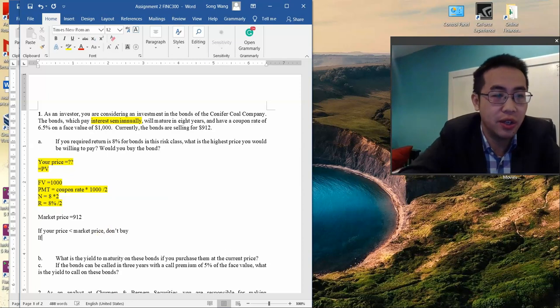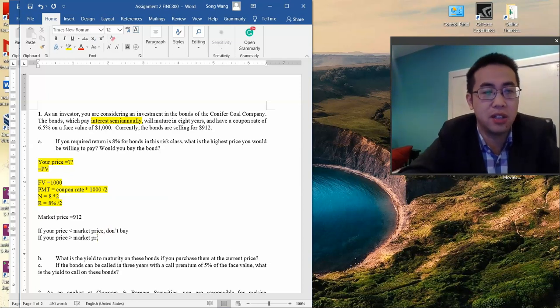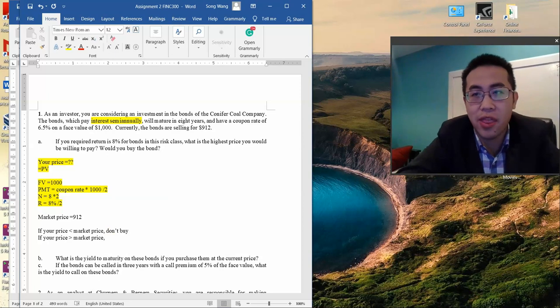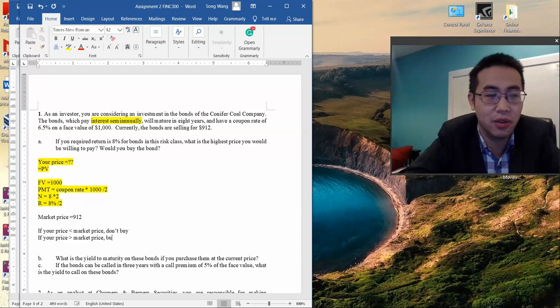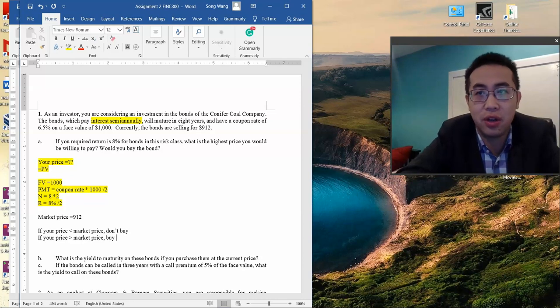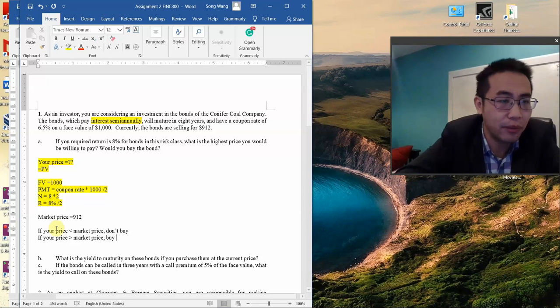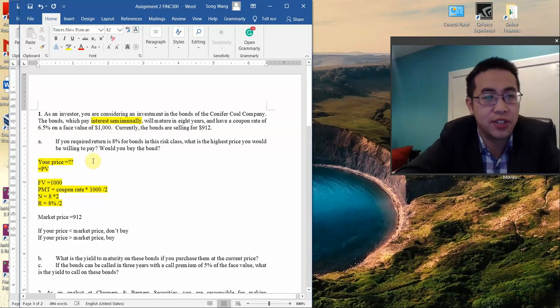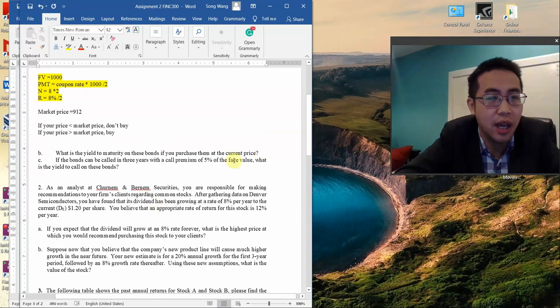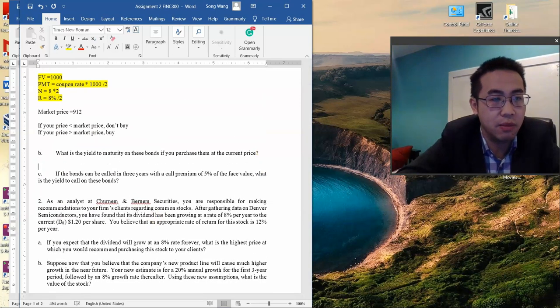But alternatively, if your price is greater than the market price, so let's say if you think the bond is worth $1,000, whereas it's only sold for $900. So I think that's a good deal for you to buy it, right? So you only pay $900 for something that is worth $1,000 to you. So you would buy the bond. Okay. So the thing is, you have to separate yourself from the rest of the market. Okay. And question 2 is about the yield to maturity.